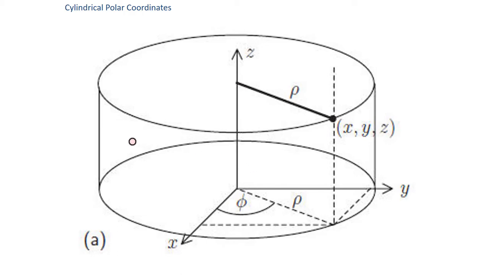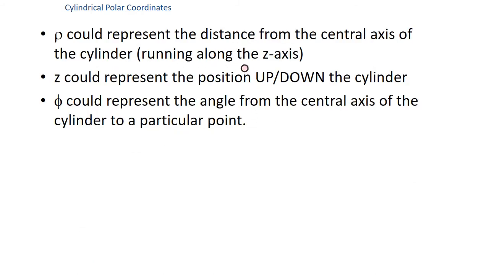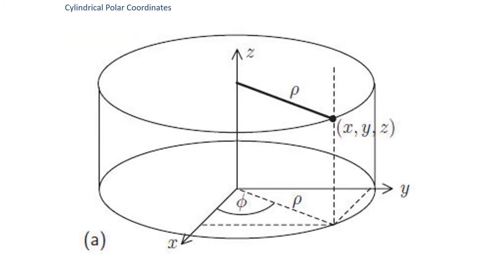So it's good for modelling something with cylindrical symmetry. If you imagine Z points along the axis of the cylinder that we're working with, rho gives us the distance of a given point from this axis, and then phi tells us the angle involved there. So here we have it: rho, distance from the central axis, Z, position up and down, and then phi, the angle from the central axis to a particular point.